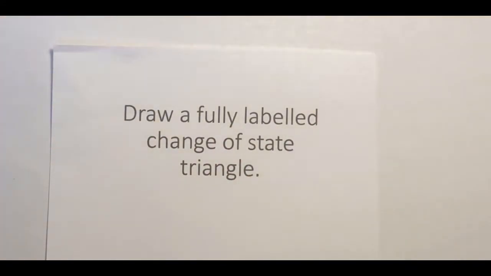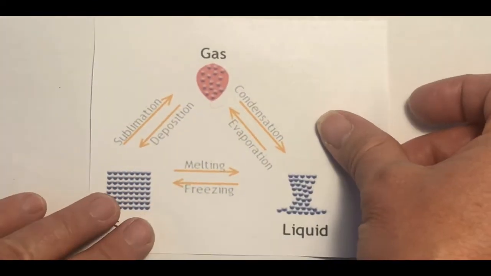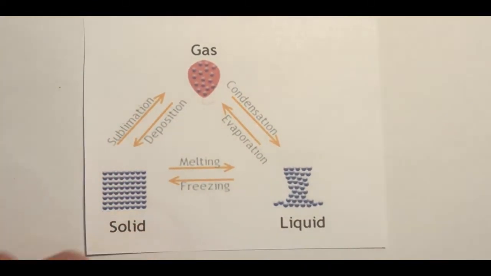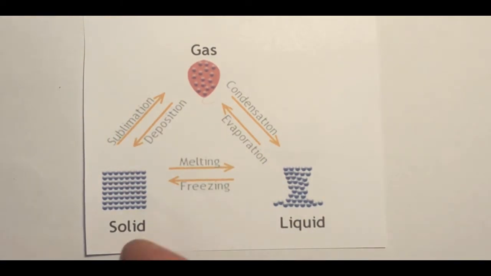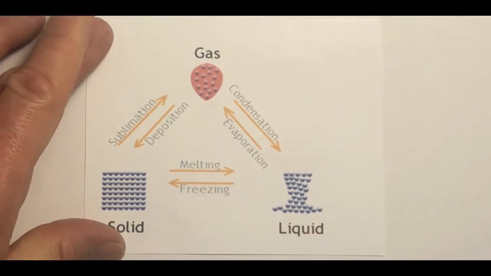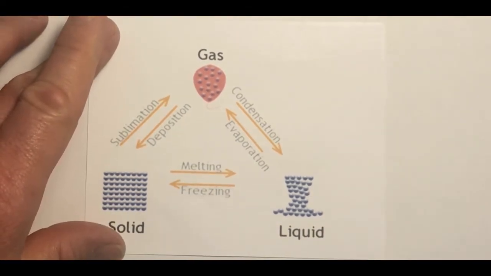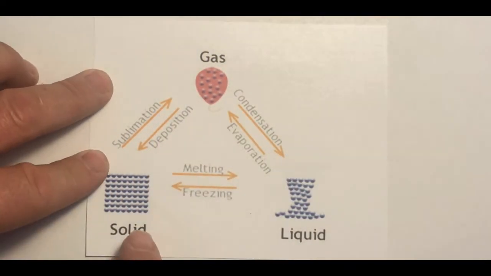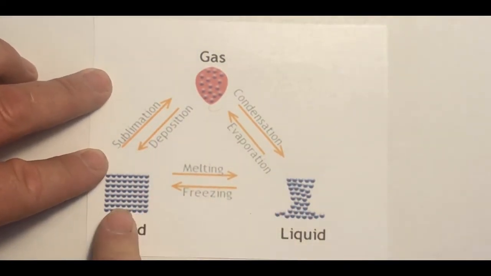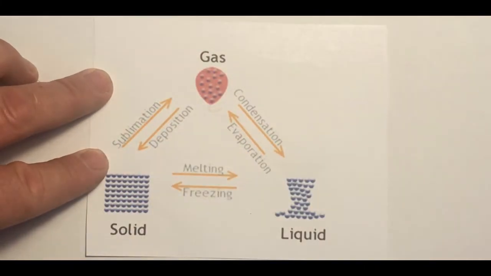Now, this is basically what you're going to be expected to draw. In an exam, you're probably not going to get to draw that, but if you can draw this independently all the time, and then we put additional information on it, you're going to do incredibly well. So, here's the triangle. Basically, a solid can turn into a liquid, can turn into a solid, etc., all over the place.